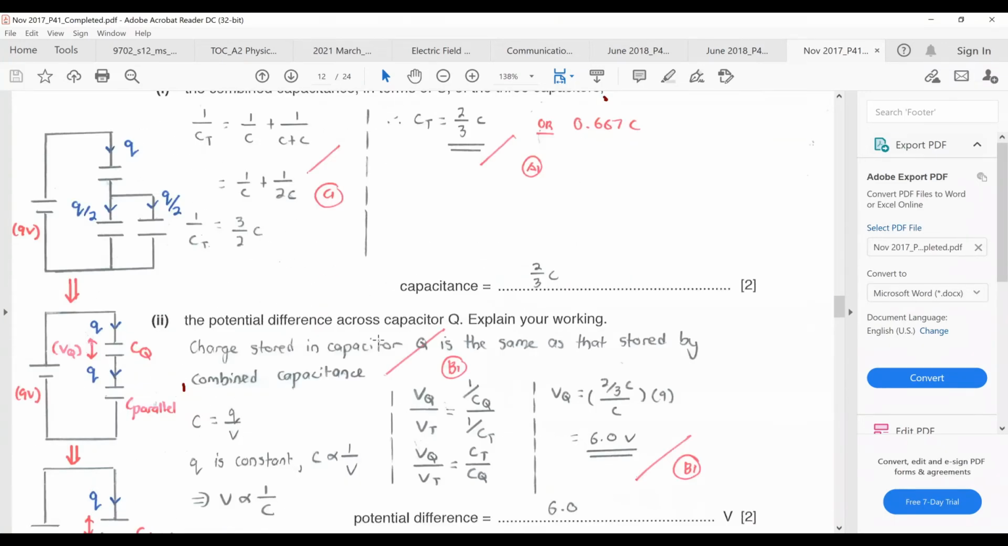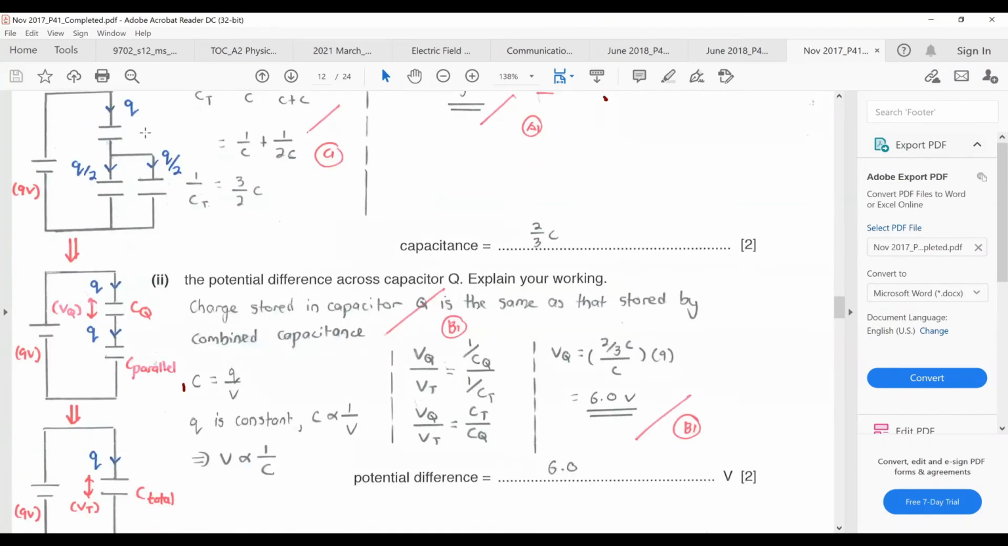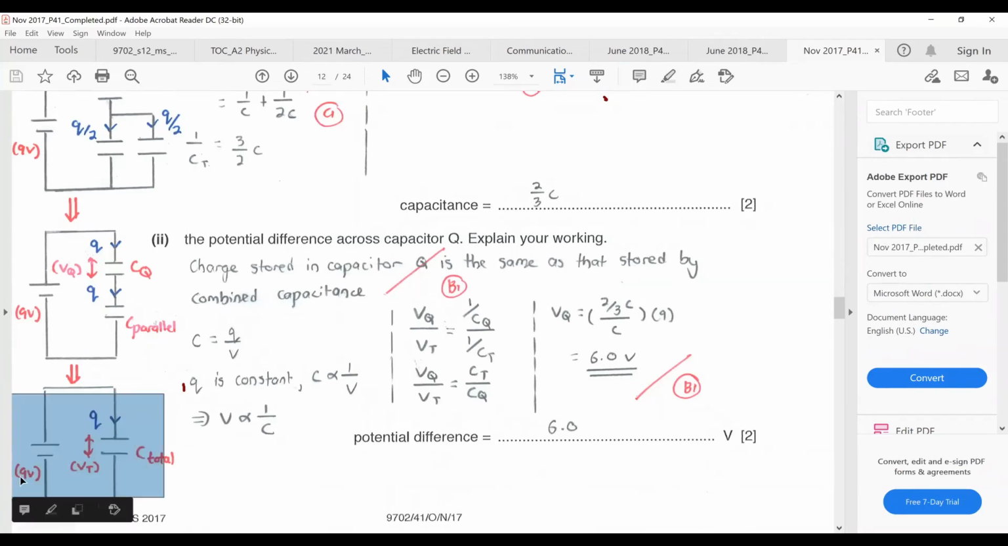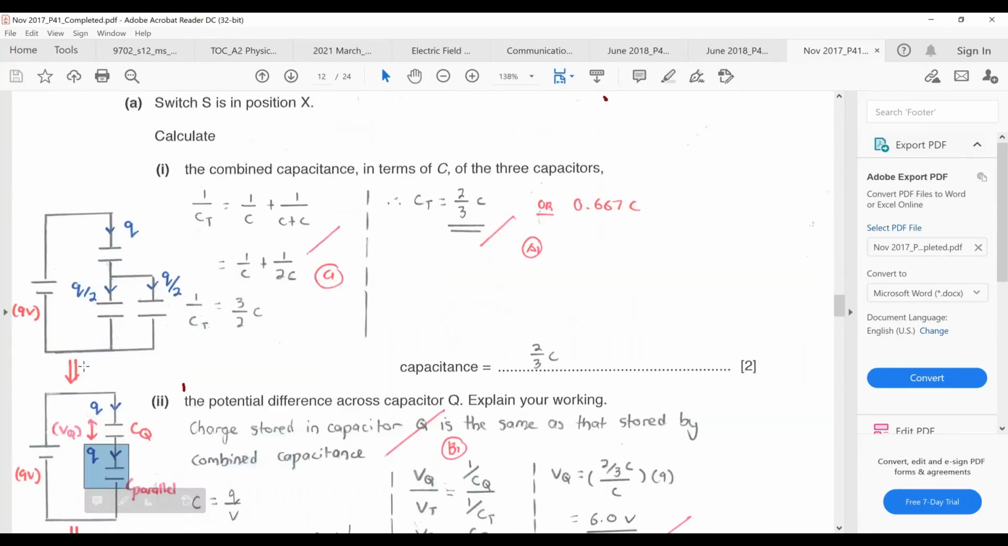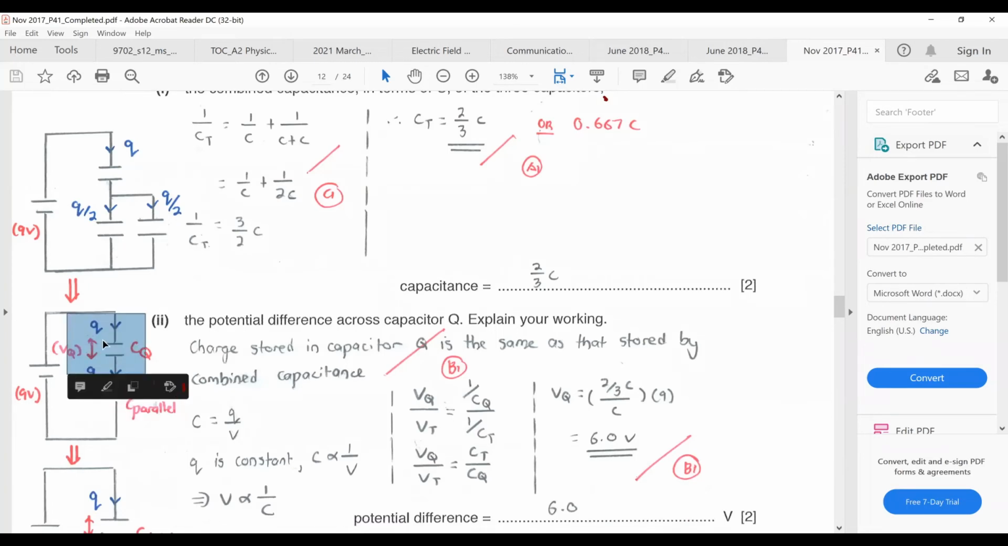Explain your working. Now, if you look at that circuit just now when you switch to position X, this is how it originally looked like. If I simplify the parallel one, it will become like this. And then if I simplify this one, it will become like this, right? So the thing here will be that if you look at this circuit as a whole, whatever total charge is stored in the circuit will be the charge that is stored in here and also the charge stored in here.